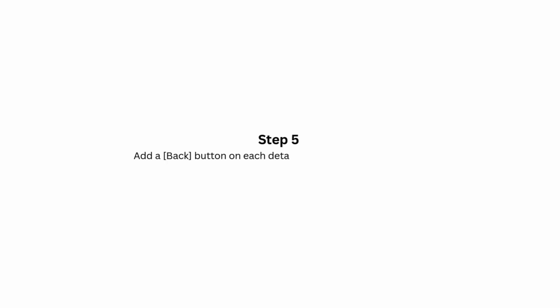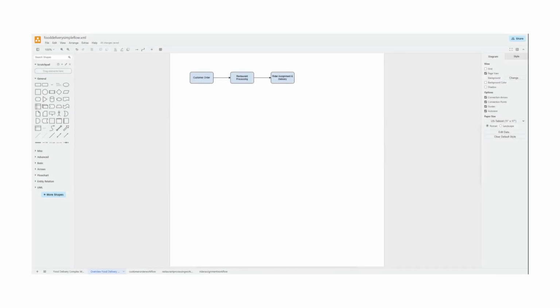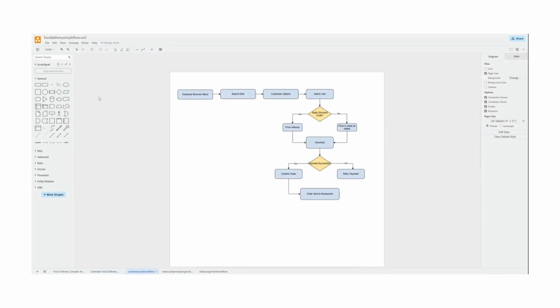Now, let's add one final touch to make navigation even easier: a back button to bring the reader back to the high-level overview whenever they need it. Here's what I'll do. First, I'll add a rectangle shape to the customer ordering workflow. This will be my back button. Once I've placed it, I'll add the button caption as Back and then right-click on the rectangle, select Edit Link, and link it to the overview workflow page. Just click OK to save it.